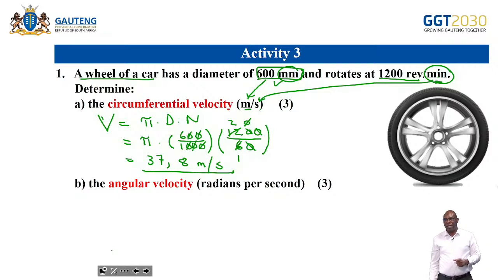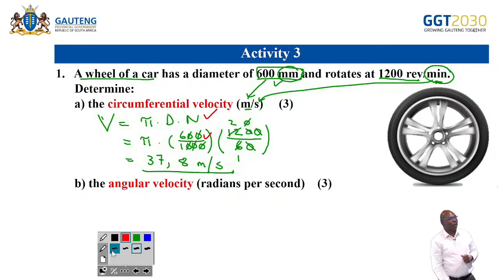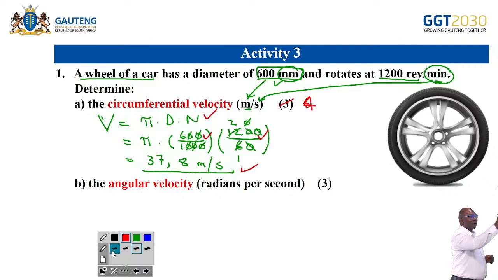It's also 3 marks there, but I think for me, I can give you more marks on this one. I think this deserves some marks here because you have done your formula, that's correct. You have changed your millimeters to meters, which is good. You have also changed your minutes to seconds, which is good. Then we can have 4 marks.